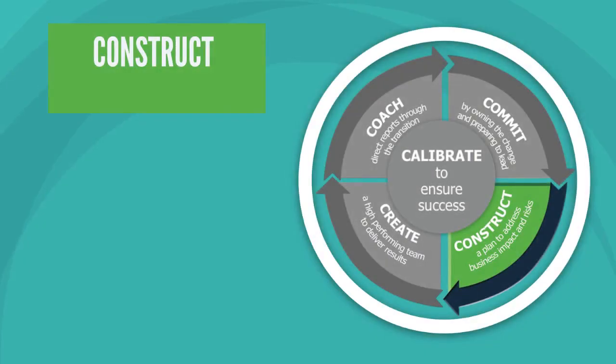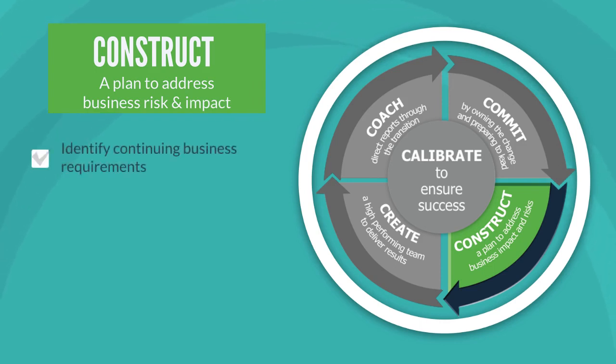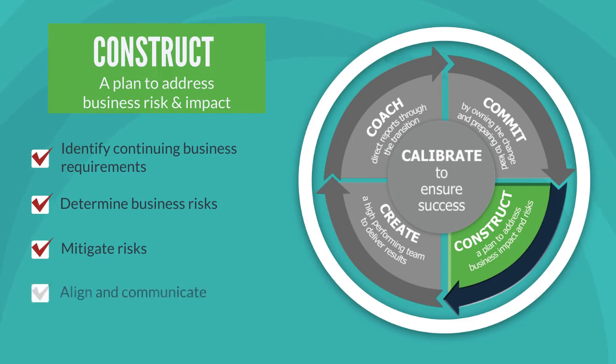The second part of the 5C's model is construct, where the focus is on the business. In the construct phase, you will identify continuing business requirements and goals that need to be managed during the transition. Determine business risks that may be a result of the change. Mitigate risks by formulating a proactive mitigation strategy, and align and communicate with your manager and your team.